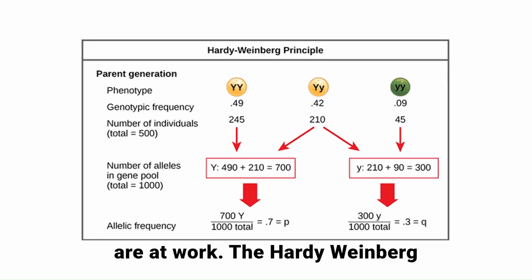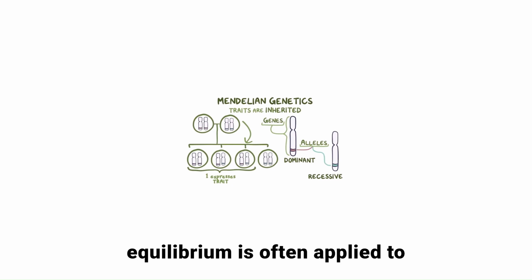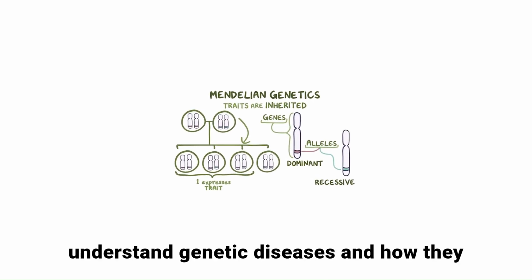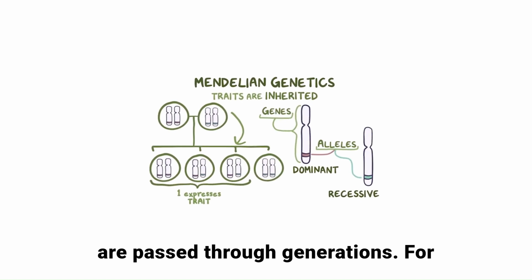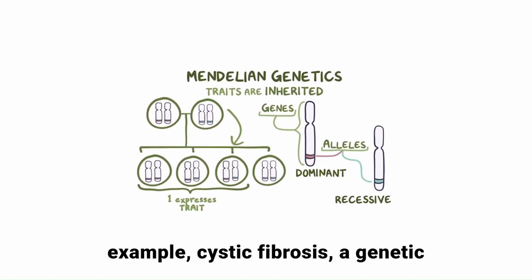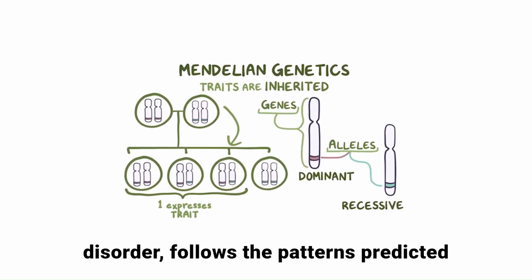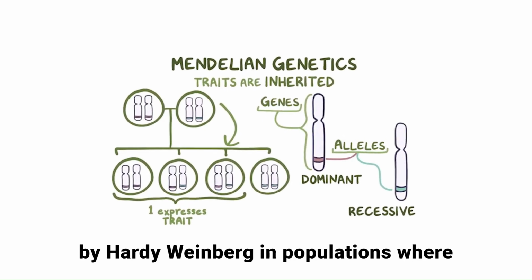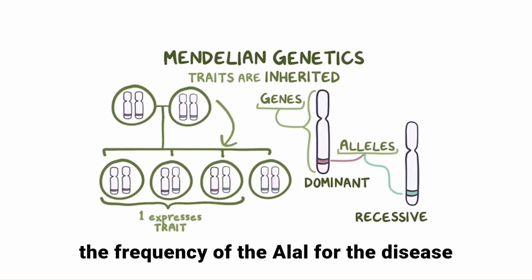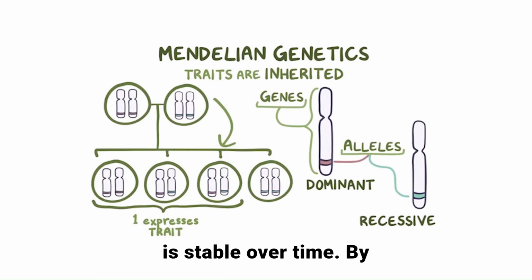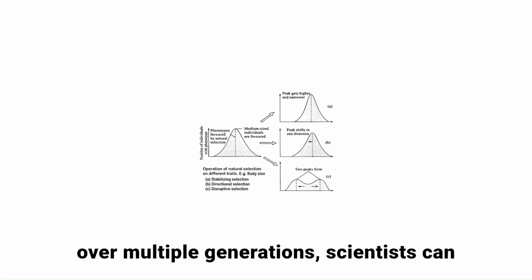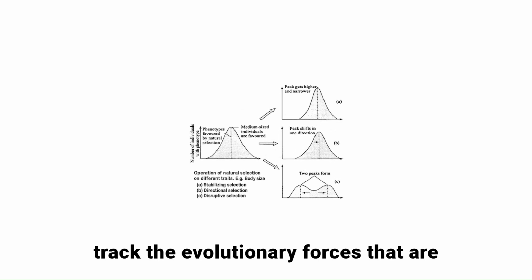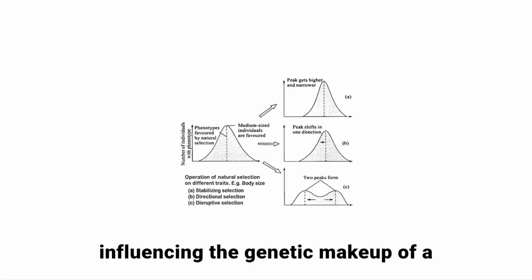The Hardy-Weinberg equilibrium is often applied to understand genetic diseases and how they are passed through generations. For example, cystic fibrosis, a genetic disorder, follows the patterns predicted by Hardy-Weinberg in populations where the frequency of the allele for the disease is stable over time. By examining changes in allele frequencies over multiple generations, scientists can track the evolutionary forces that are influencing the genetic makeup of a population.